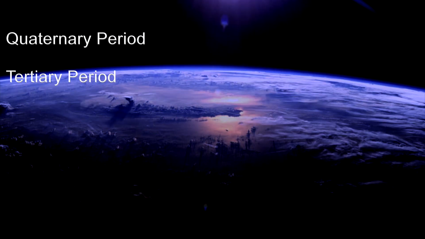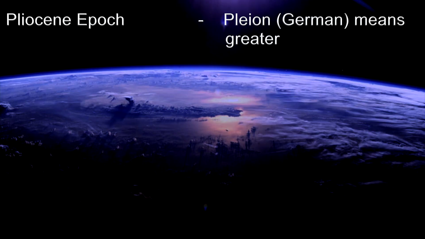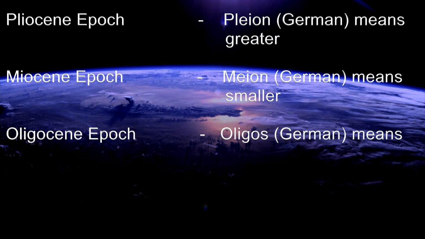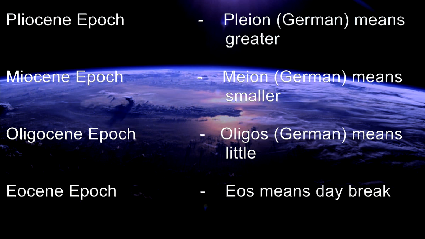The Cenozoic era is divided into 2 periods, the Quaternary period and the Tertiary period. The Tertiary period is again divided into the following epochs. The first one is Pliocene epoch. The term Pleon in German means greater. Miocene epoch. Mion in German language means smaller. Oligocene epoch. Oligos in German means little. Eocene epoch. Eos means daybreak.